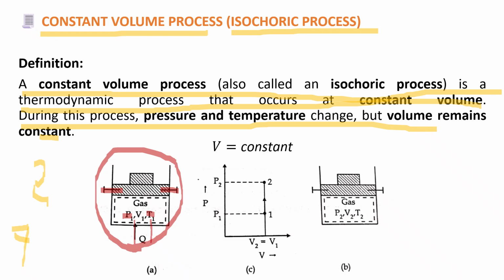What you can see is that V is constant, and when we plot the same thing on the PV diagram, it is a straight vertical line where the initial state is 1 and the final state is 2. Here 1 to 2 means heat is supplied, and the initial pressure was P1, now the pressure is P2. When heat is supplied, the final pressure is P2, temperature is T2, but definitely V1 equals V2, the volume remains the same.